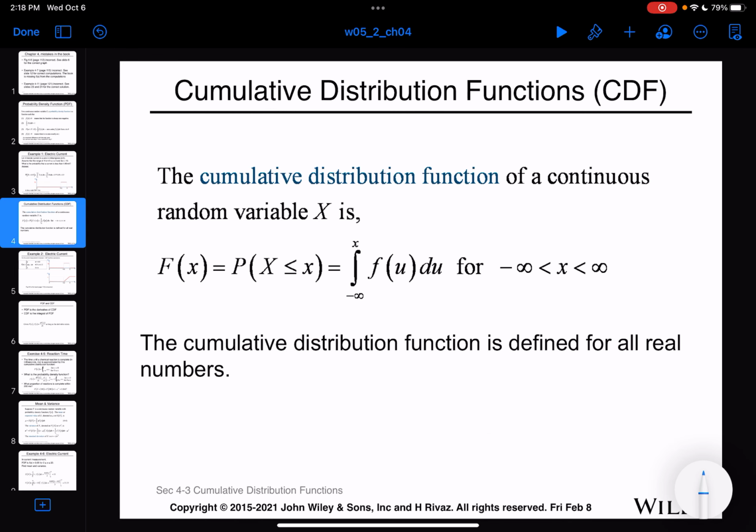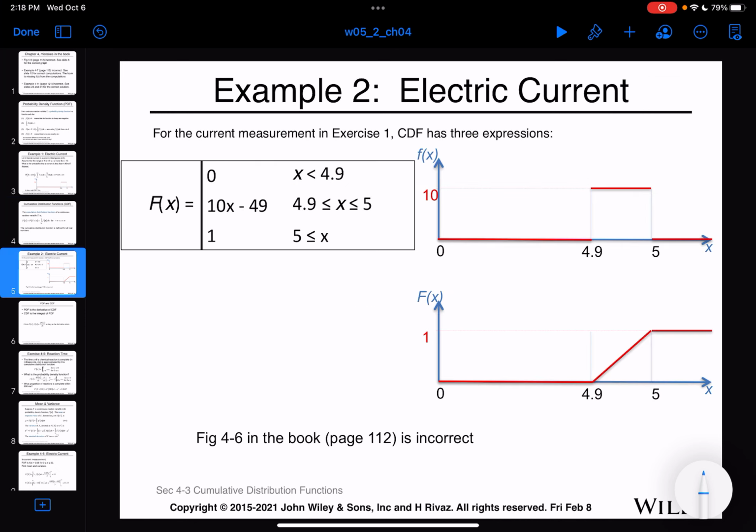Okay. And again, like the previous chapter, we have the concept of CDF, right? In the previous chapter, the cumulative mass function was the sum. Here, the cumulative distribution function is the integral from minus infinity to x, right? And that's called capital F of x. So let's look at our example, right? So f of x is 10 between 4.9 and 5. We want to find out capital F of x, right? And that's the integral of this function, right?